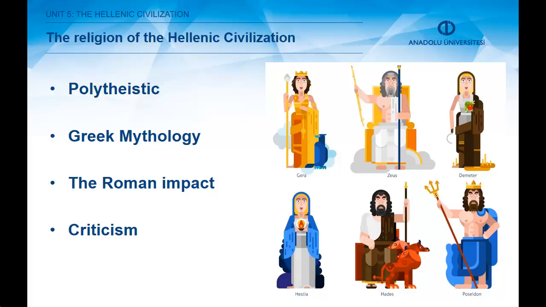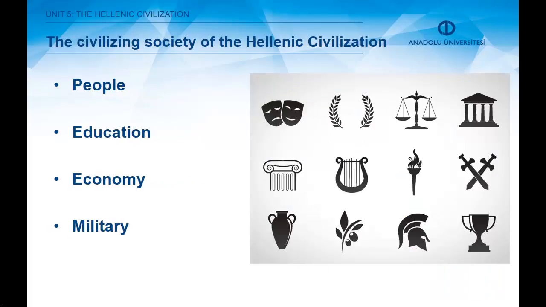Finally, of course, there was some criticism regarding these beliefs and the existence of these gods in those years. Especially the intellectuals criticized certain aspects of these gods and goddesses. For example, their being immortal was severely criticized, but whatever the criticism is, we can easily see that this format of religion was a fundamental part of life in Hellenic civilization. Well, it would be a good idea to say a few words regarding the civilizing society of the Hellenic civilization.